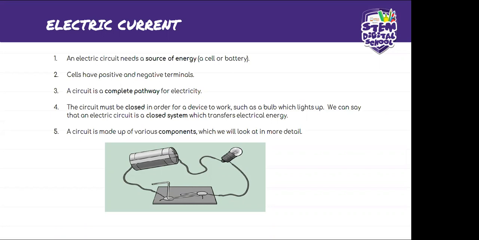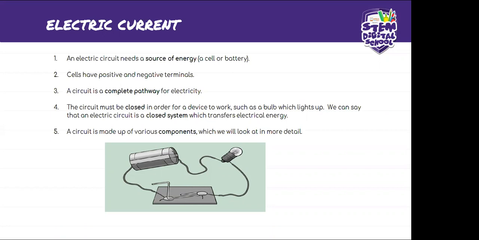A cell is just one, but when we have a collection of cells, then we get a what? A battery. Now, cells have positive and negative terminals, and a circuit is complete halfway for the what? Electricity. So as we can see, we have a bulb, we have a cell, and then we have a key. So when you connect all these, and the bulb is on, then we say the circuit is closed.